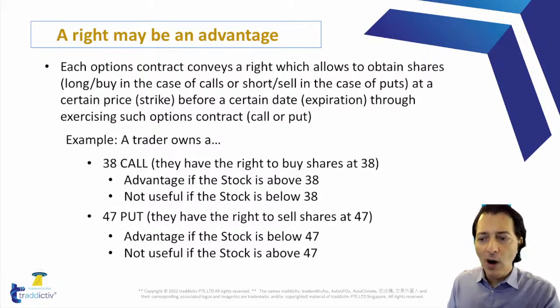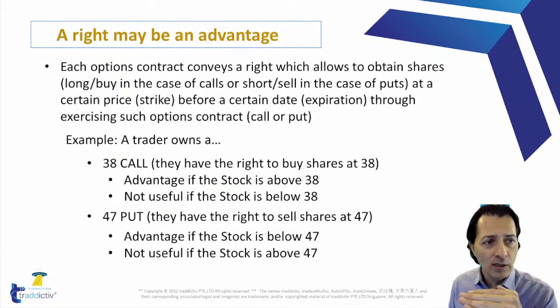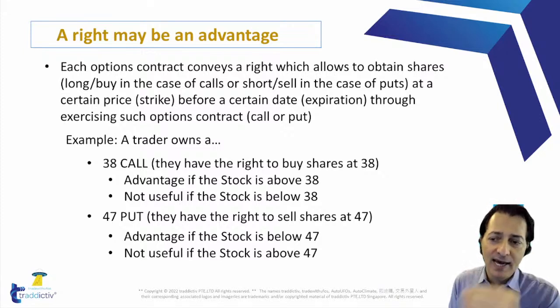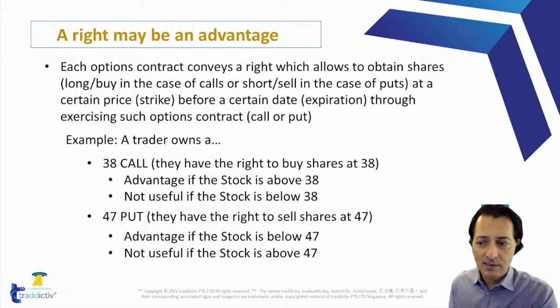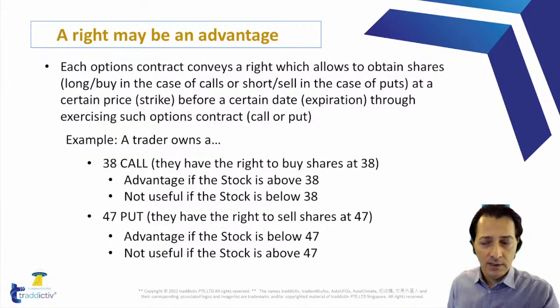Now, what if the stock was below 38? Again, you own the 38 call, and let's say the stock is trading at 30. Why would you exercise the right to buy at 38 if you could go ahead and purchase the stock at 30 in the market? It doesn't make sense. That 38 call is not useful, and not being useful, that 38 call has no intrinsic value. Therefore, it's only extrinsic. There is no intrinsic value.